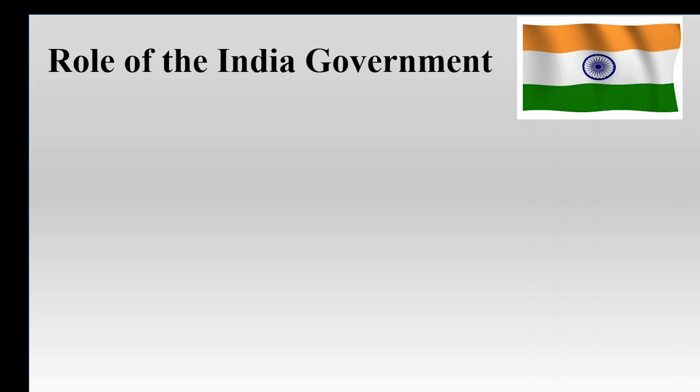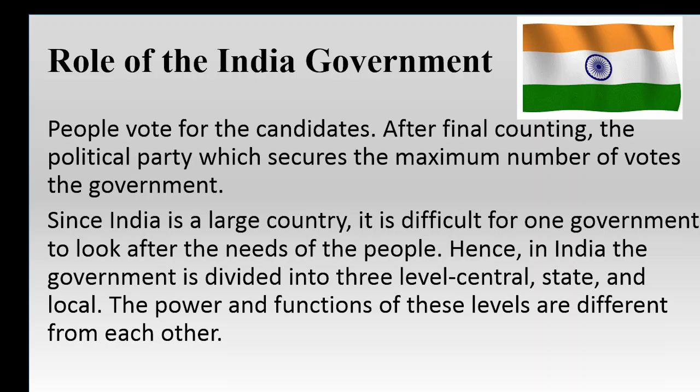Likewise, our country India is a very big country, so we need a government. So, what is the role of the government? First of all, we have to know how we make the government. In the previous chapter, we read how a government is formed. People vote for the candidates. After the final counting, the political party which secures the maximum number of votes forms the government.